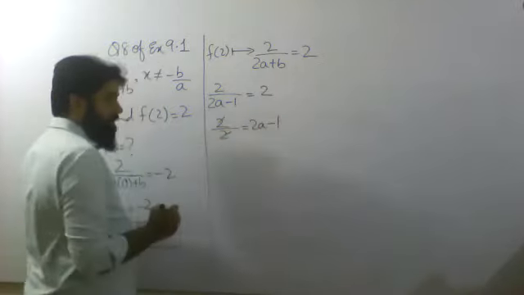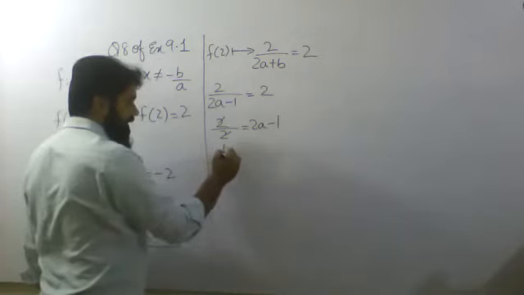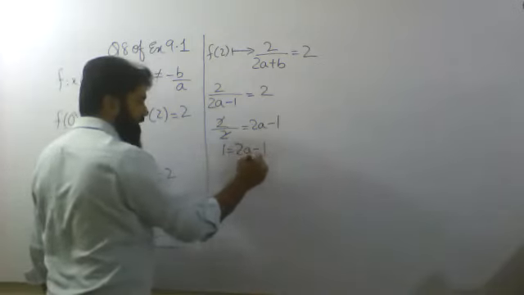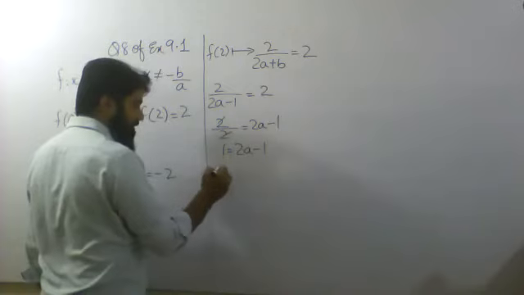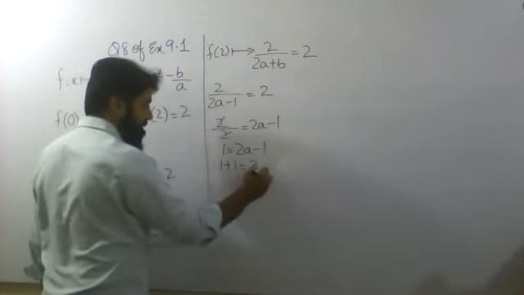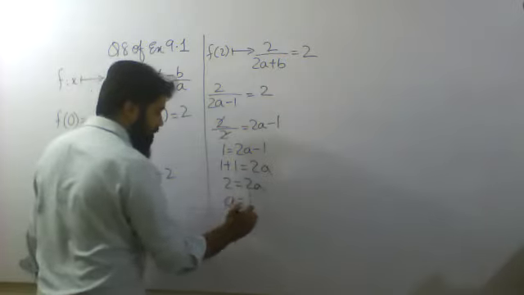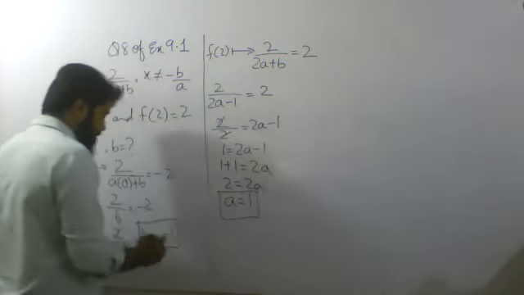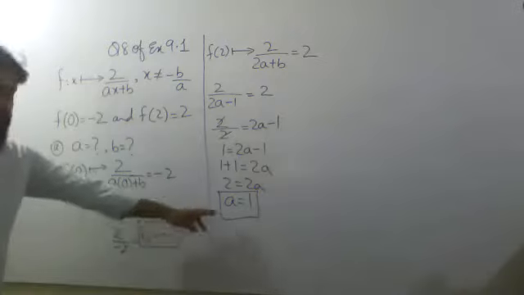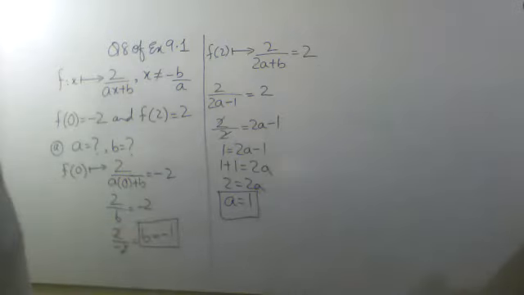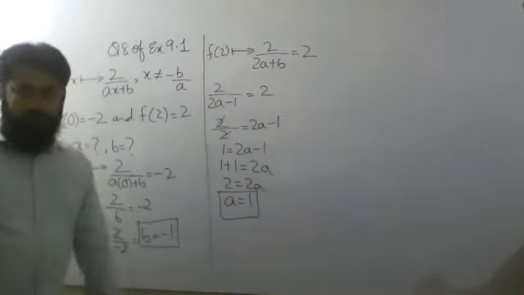This and this will be cancelled. 1 equals 2a minus 1. Minus 1 shifted over here will become plus 1. 2 equals 2a. a equals 1. So your final answer is coming a equals 1 and b equals minus 1. Okay, that's your first part of the question.